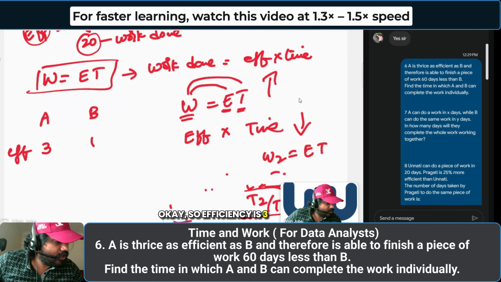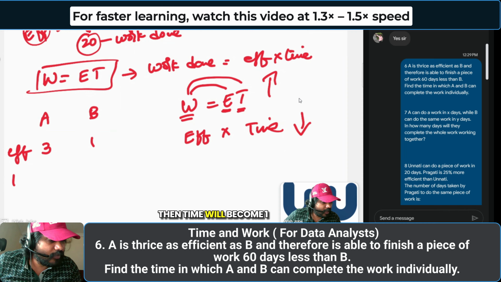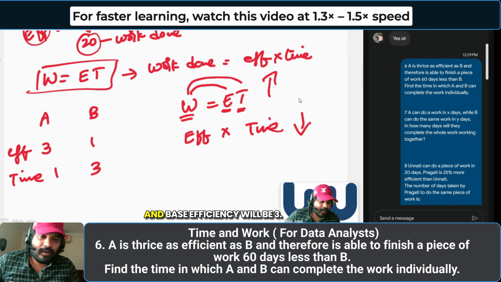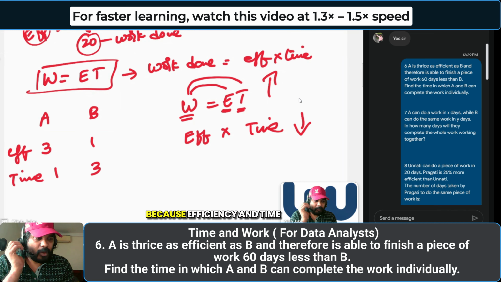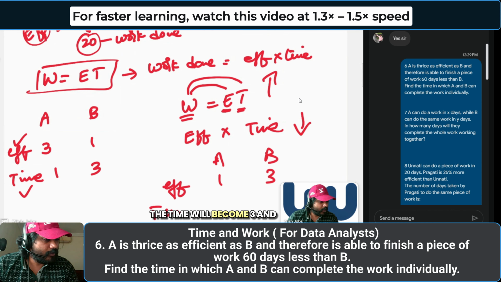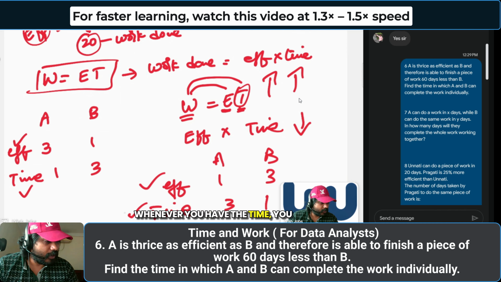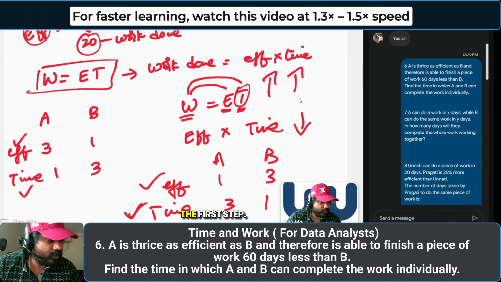So A's efficiency is 3 and B's efficiency is 1. Then A's time will become 1 and B's time will be 3, because efficiency and time are inversely proportional. In another question, if they say the efficiencies of A and B are 1 and 3, the time will become 3 and 1. When the T goes to the other side or when the E goes to the other side, they become inversely proportional. So whenever you have efficiencies, you can find out the time. Whenever you have the time, you can find out the efficiencies. Okay, so this is the first step.